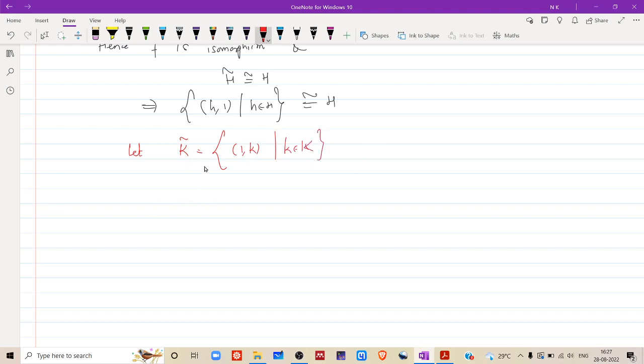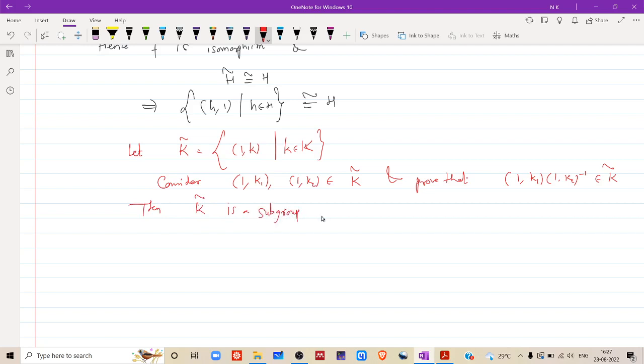Okay, we have to prove that it is a subgroup. So again we have to use the same methodology. We will consider two elements from k tilde. So consider (1, k1) and (1, k2) belonging to k tilde, and prove that (1, k1) times (1, k2) inverse belongs to k tilde. So that will be a subgroup. It is very simple, so it will be left as an exercise. So then k tilde is a subgroup of G, right?